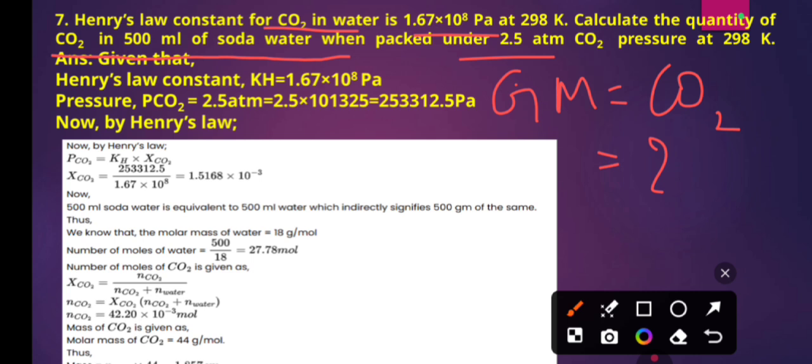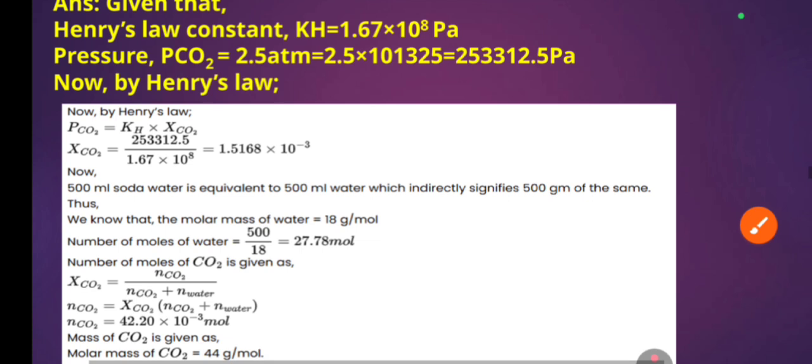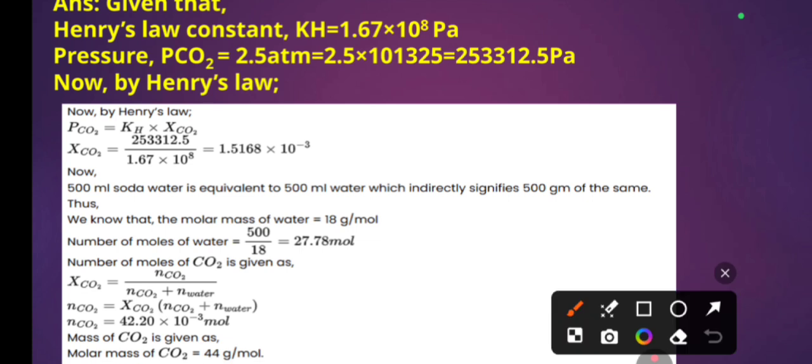So now how you can solve? First you have to use the Henry law formula. Okay, it is partial pressure is equal to kH into mole fraction of that solute. Okay, so mole fraction of that solute, you have to solve this. Okay, so how you can solve?